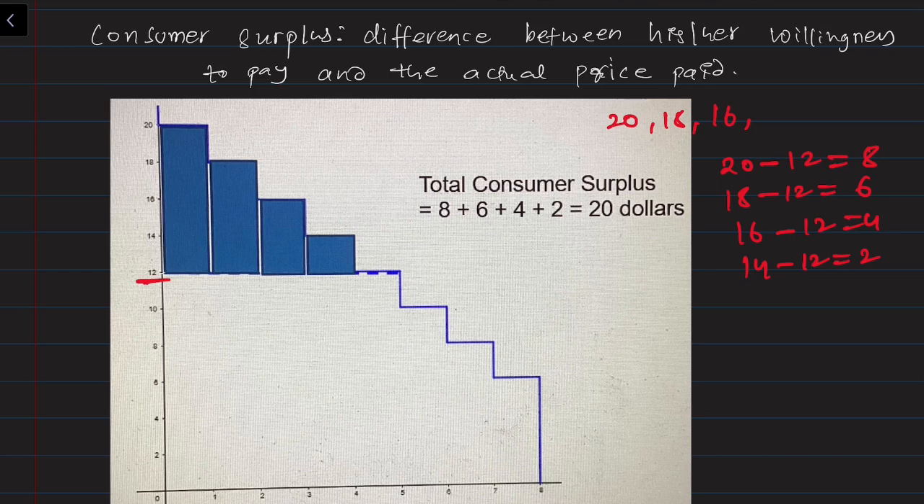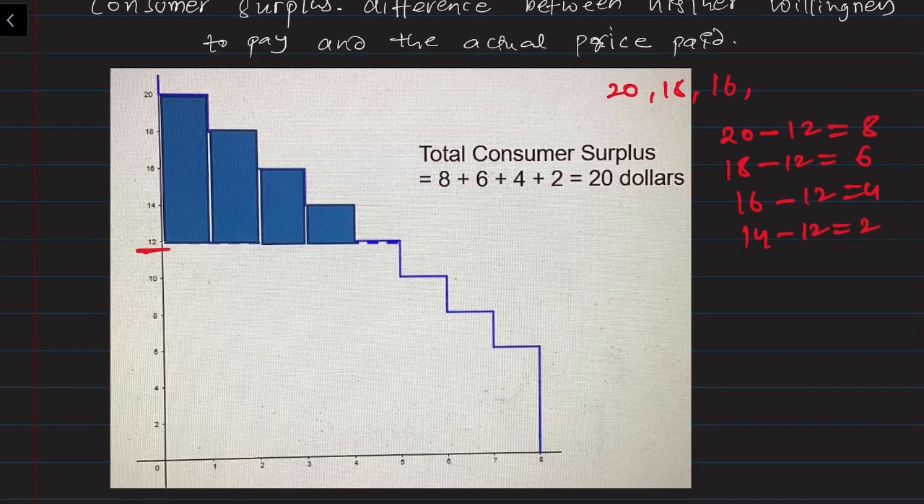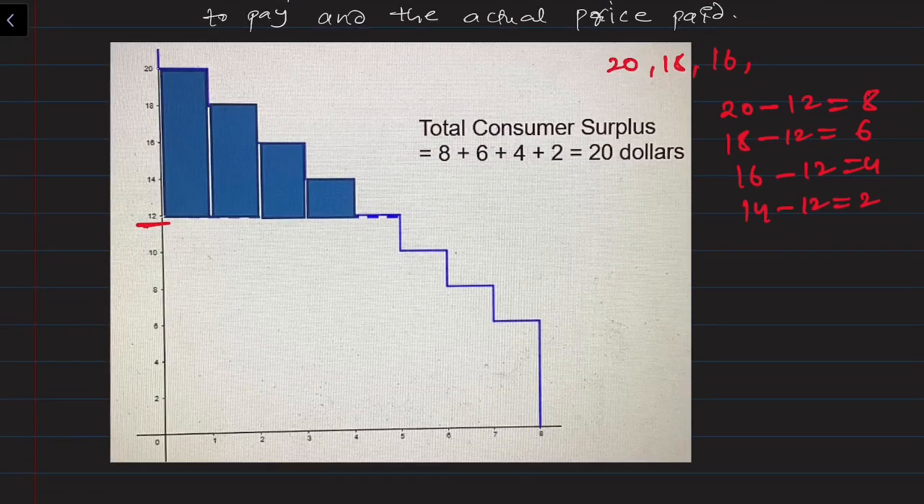So the total consumer surplus is the sum of the consumer surplus of each buyer, which is 8 plus 6 plus 4 plus 2, which is $20.